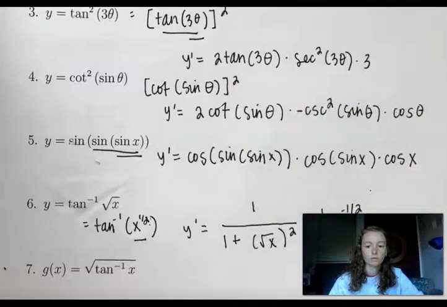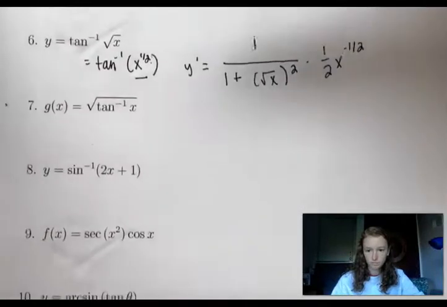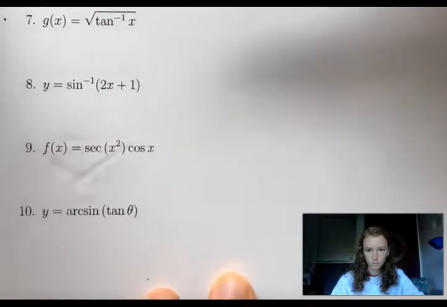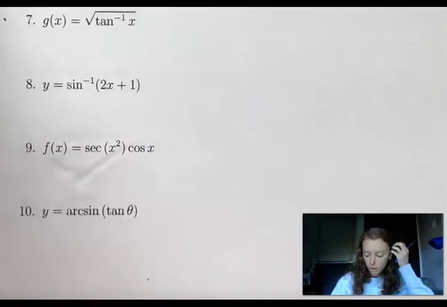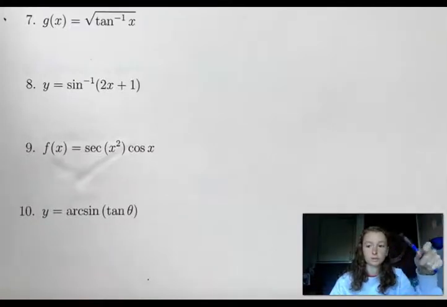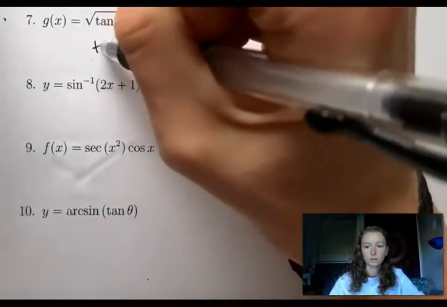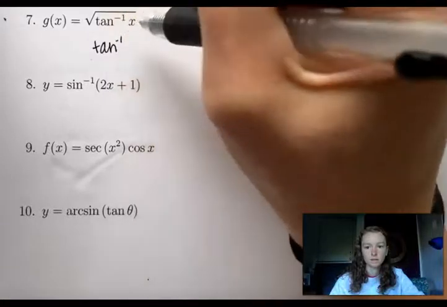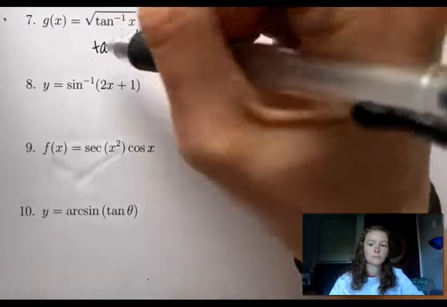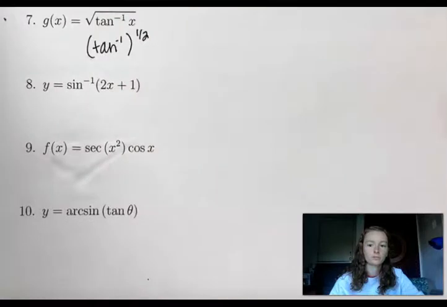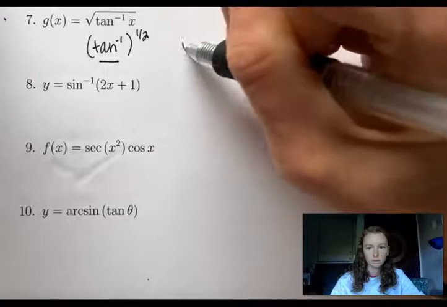Okay, so for 7, we're going to rewrite it again after I move my paper up. So we're going to rewrite that as, this is basically the same as 6, but the inside and the outside are switched, if that makes sense. But yeah, so we'll rewrite that as tan of inverse tan to the 1/2. And then we just have the inside function, so that makes it the chain rule.